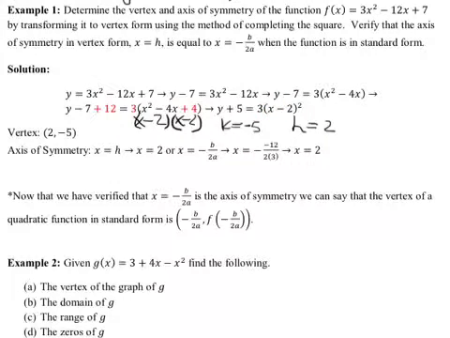The a value, not that it matters though, is a 3. And notice the a value is consistent in both forms here. It doesn't change. But the h and k is here, and now the b and the c are over here.